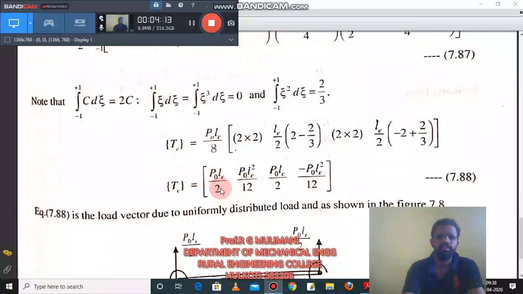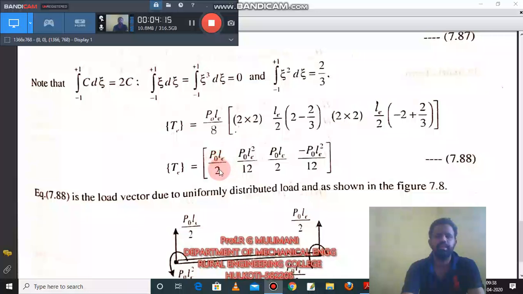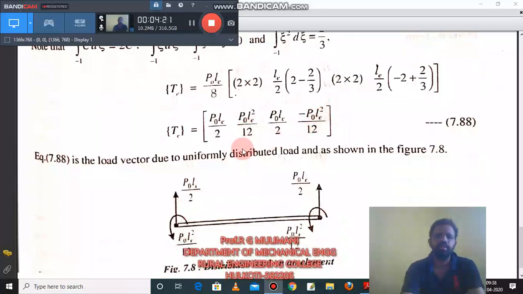For UDL, it is P naught LE by 2, P naught LE square by 12, P naught LE by 2, minus P naught LE square by 12. This is the force at node 1, this is the moment at node 1, this is the force at node 2, and this is the moment at node 2. This is the load vector for the uniformly distributed load.